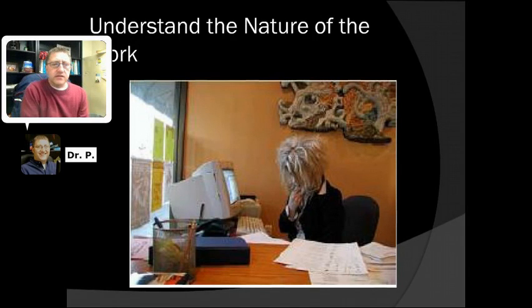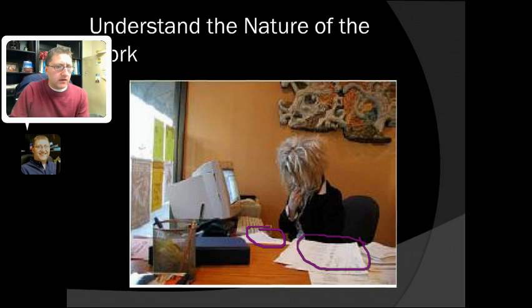Take a look at this workstation and see if you can figure out what work is being performed here. I'm not sure. Maybe there needs to be some salon work done here. That's a pretty bad haircut. But other than that, I can see paperwork here, right? And there's some paper that's being studied here. The keyboard is off to the side. Looks like there's a printer over there, something else.